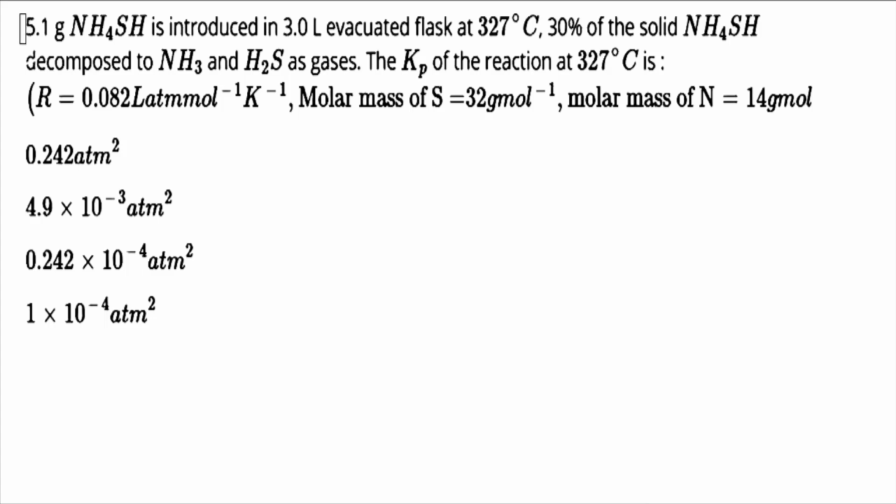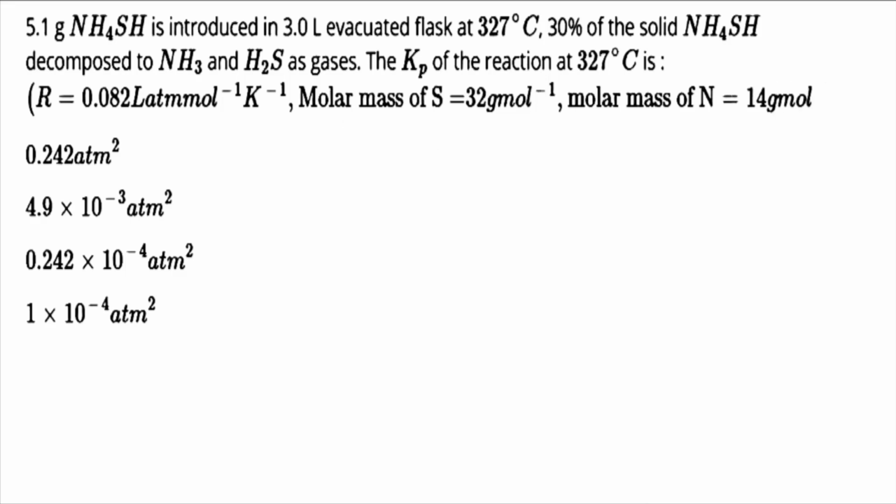Our question is: 5.1 gram NH4SH is introduced in a 3.0 liter evacuated flask at 327 degrees Celsius. 30% of the solid NH4SH decomposed to NH3 and H2S as gases. Find the Kp of the reaction at 327 degrees Celsius. R equal to 0.082 liter atmosphere per mole per Kelvin. Molar mass of sulfur is 32 gram per mole. Molar mass of nitrogen is 14 gram per mole.